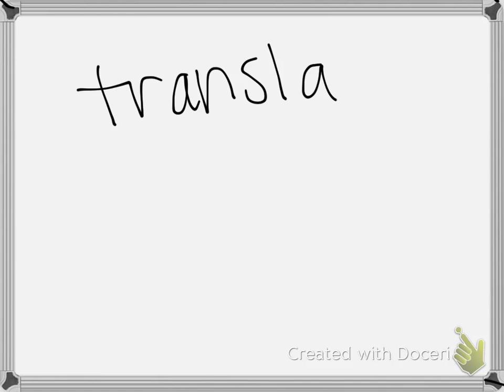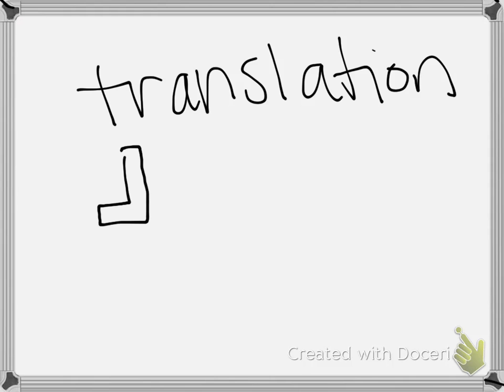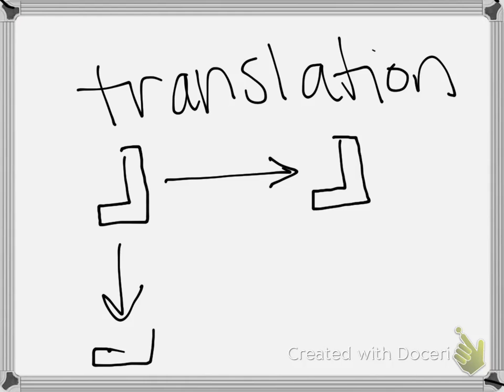And then the last one we want to talk about is a translation. And that is just a slide. So if we have that shape again, that L, a translation would just be to slide it over or slide it down or anything like that. So it looks the same, it's just moved. Thank you for listening.